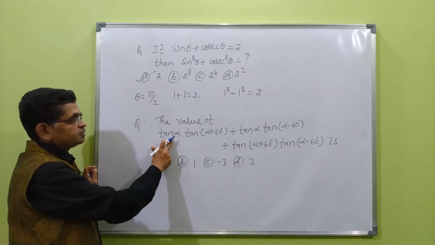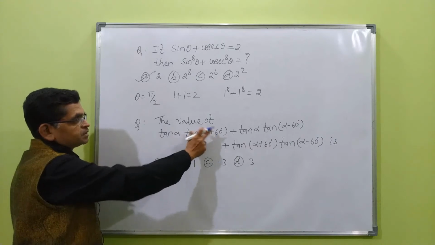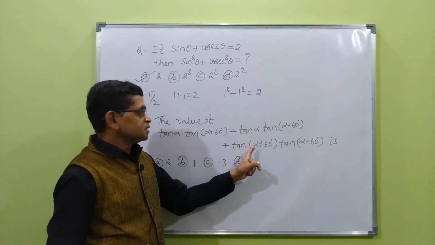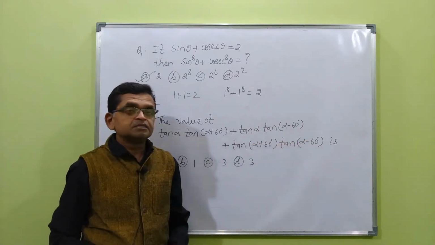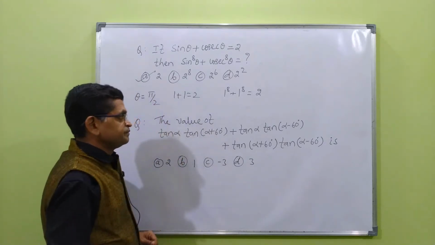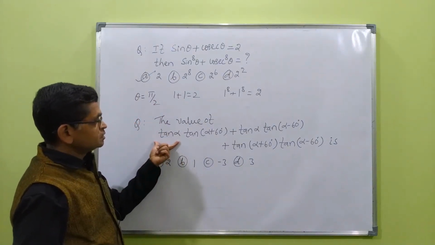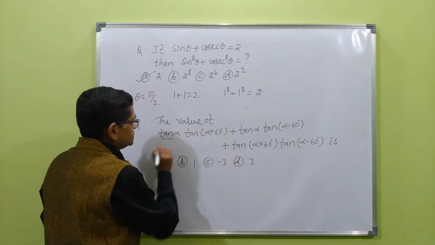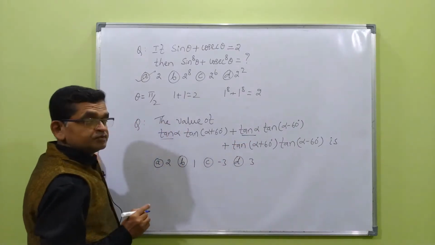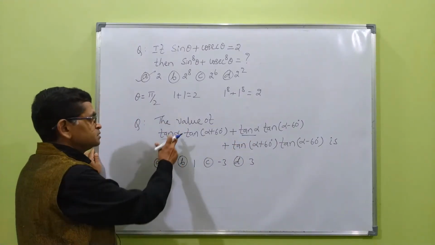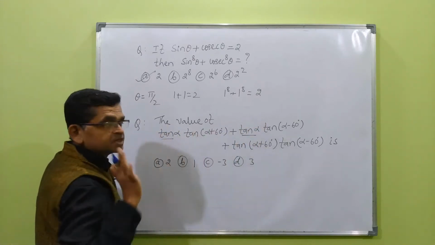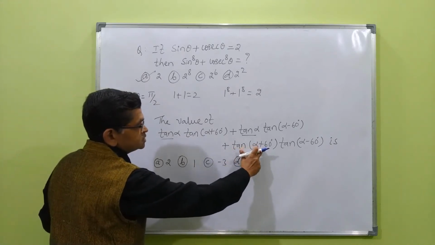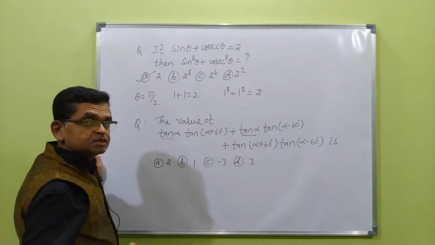The value of tan alpha, tan alpha plus 60 degree, and tan alpha minus 60 degree. See, here also you have to substitute. Tan alpha is here, tan alpha is here. If you put alpha is equal to 0, what happens? This will become 0, so two terms will become 0. You have to find only this one, that is, alpha is 0 means the product of tan 60 degree and tan minus 60 degree, that's all.